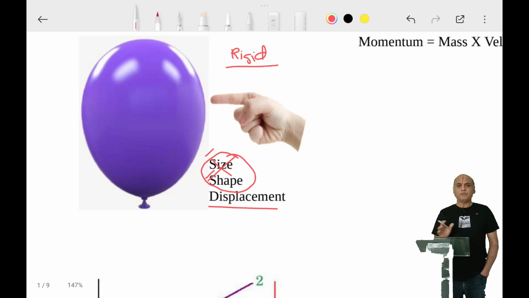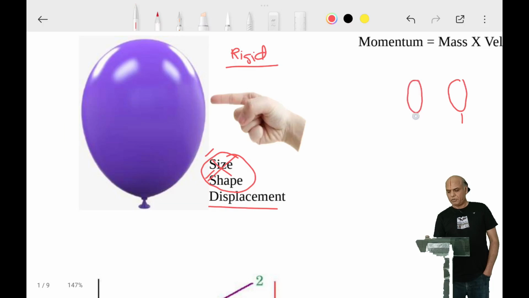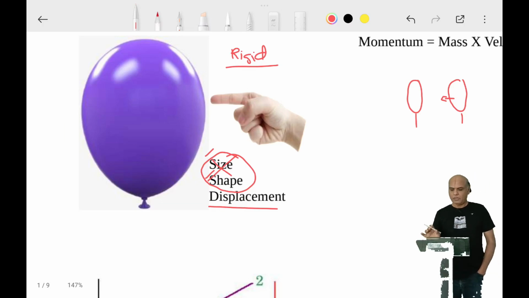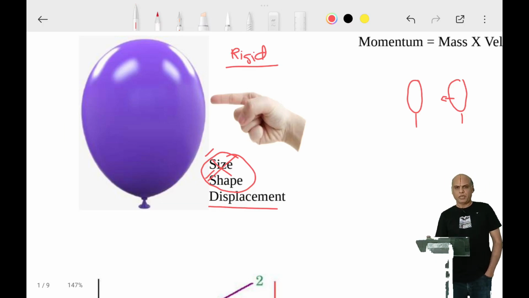So if the balloon is free to move, it will travel in a straight line. Like earlier it was here, so it will move to this point due to the application of force. Okay, so this motion where an external force causes a body to move along the application of force in a straight line is called linear motion.